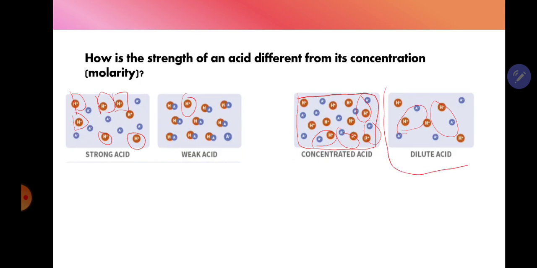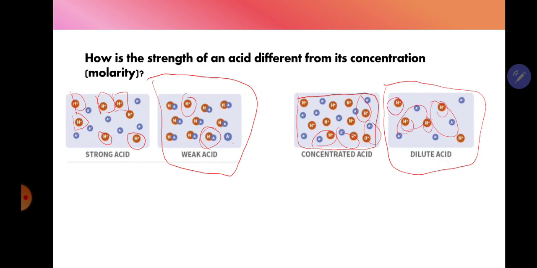Now the diluted acid and the weak acid do not look the same, because in the weak acid I still have compounds that are together. In my diluted strong acid, I still don't have a lot of compounds together. I still have a lot of hydrogen ions, just I have a lot more water.